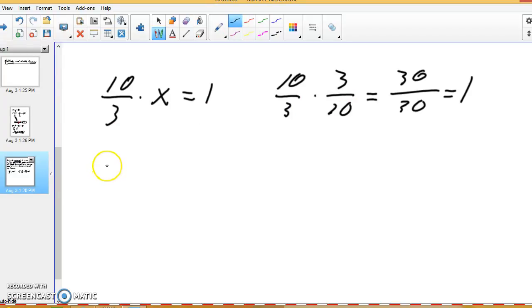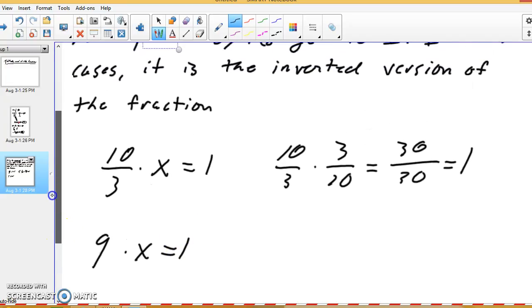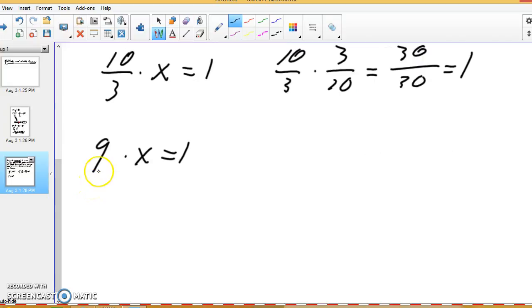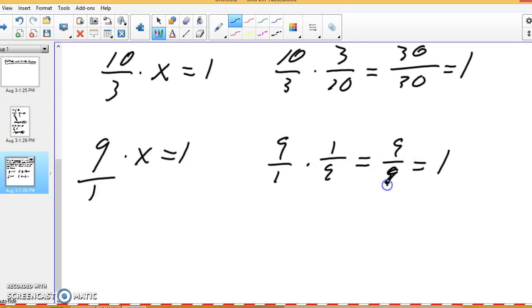Likewise, say we have a whole number like 9. 9 times what gives us 1? Well, it's the exact same thing. It is the inverted version of the fraction. Well, this isn't a fraction, it's a whole number. Like we said, we can always put it over 1. So 9 divided by 1 multiplied by the inverted fraction, 1 divided by 9. 9 divided by 9 is equal to 1.